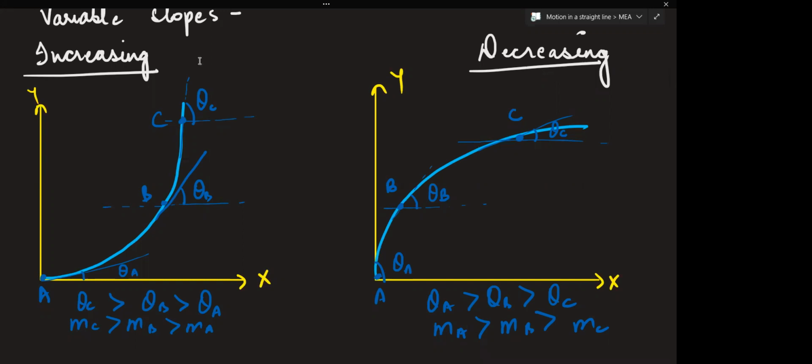Let's take a break of 5 minutes. After 5 minutes, we'll move further by one, we'll consider position time graph, velocity time graph.